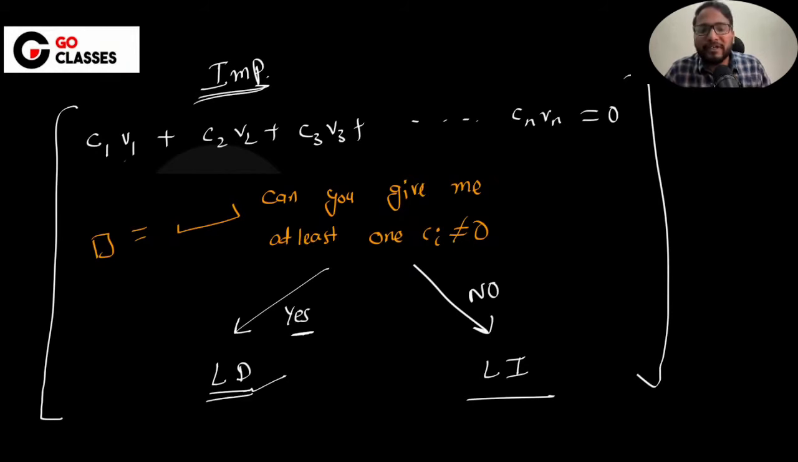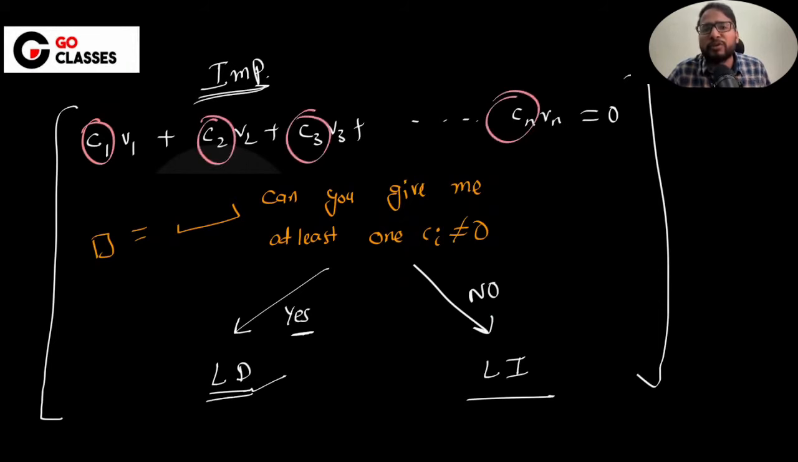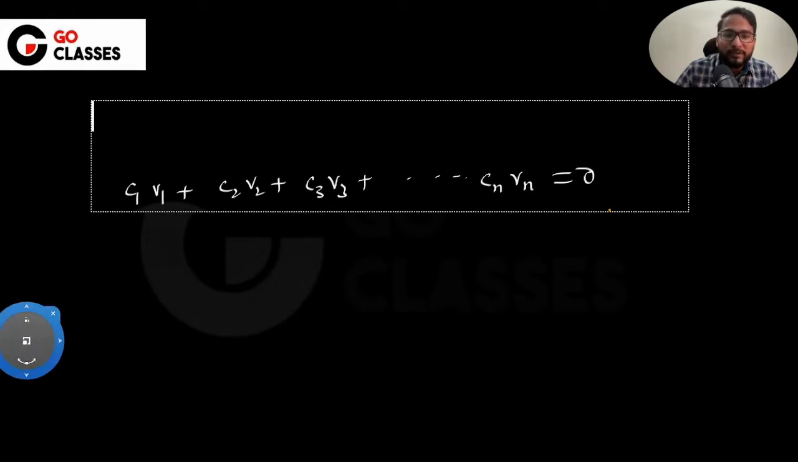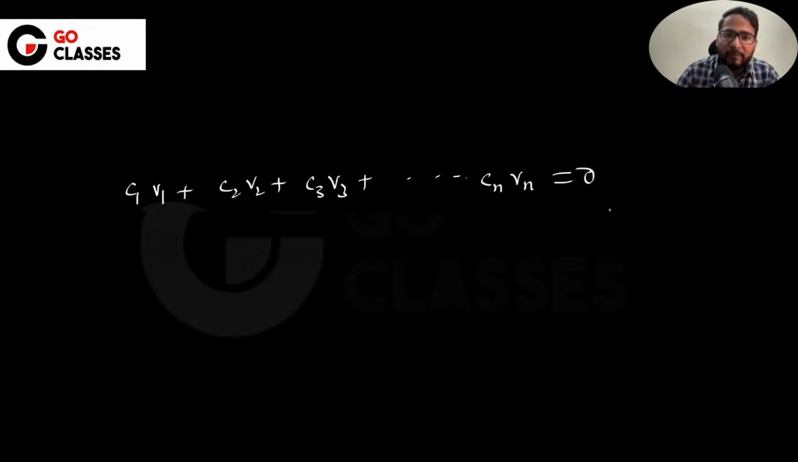Trivial means it is the obvious solution. If you put zero everywhere, then definitely you will get zero. There is nothing fancy in this, right? So if that's the only way by which you can make the whole equation zero, which means there cannot exist any non-zero Ci. You have to put all of them at zero. Then these are linearly independent. Which means that given this equation, I'm not saying that this equation is not satisfied, but the only way to satisfy this equation is by putting all of them zero.